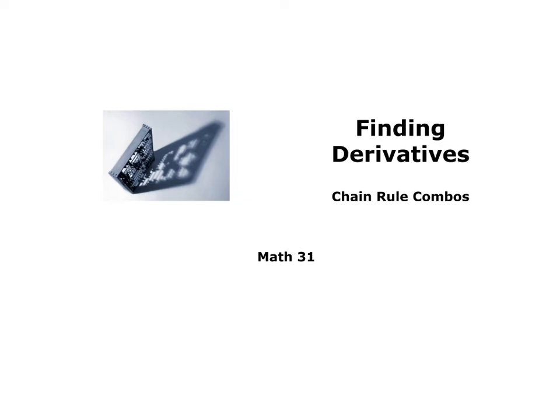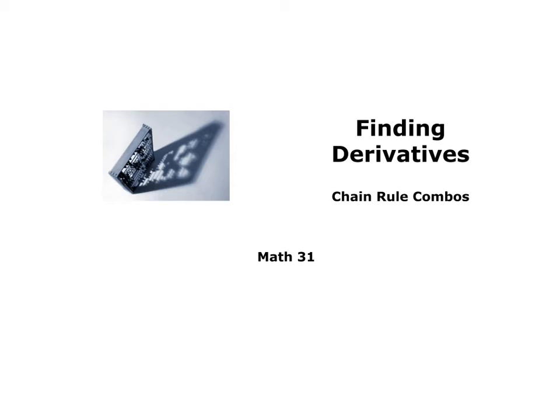Okay, we're going to continue on with our derivatives videos. So we've covered power rule, product rule, quotient rule, and chain rule. Our last type of derivative that is quite common is when we deal with a product rule, but we have a chain rule combined with it. So I like to call them chain rule combos because it's the chain rule part that sort of makes things a little bit more confusing.